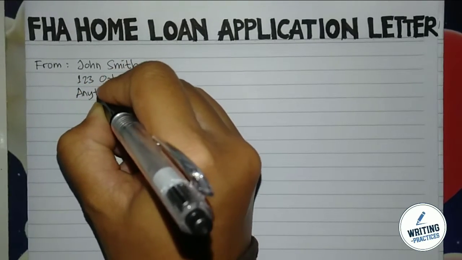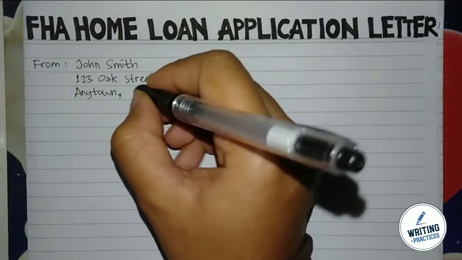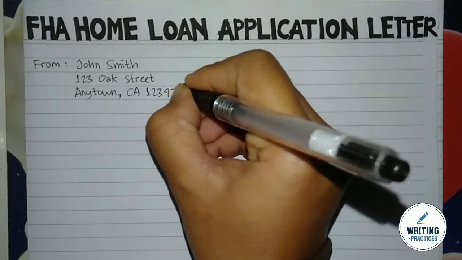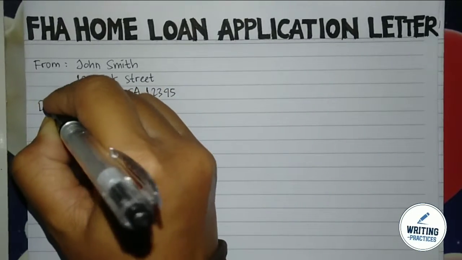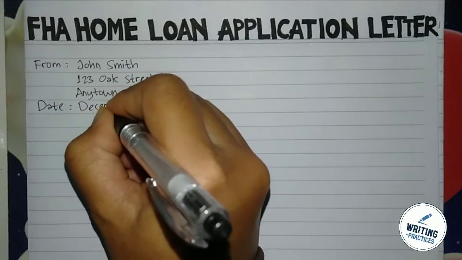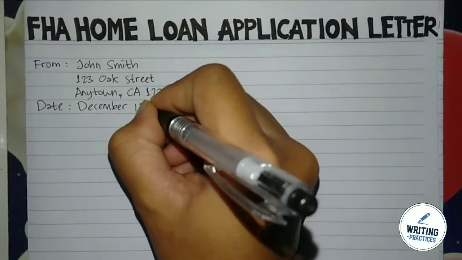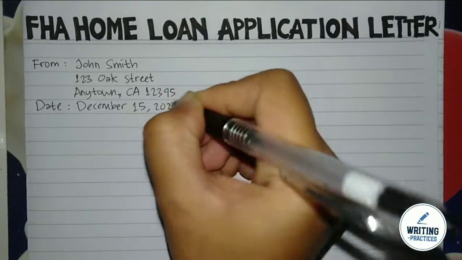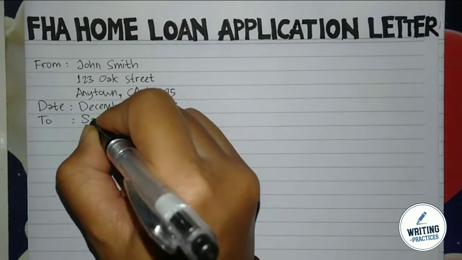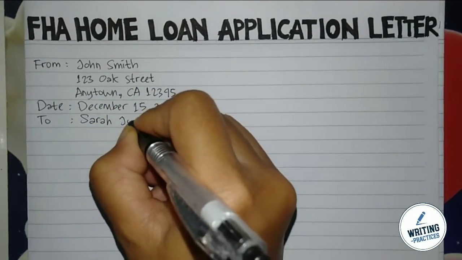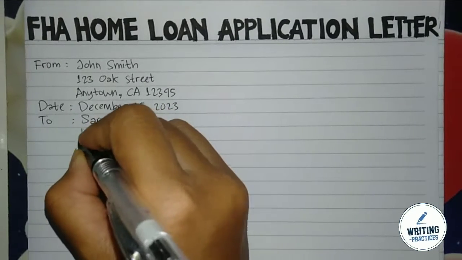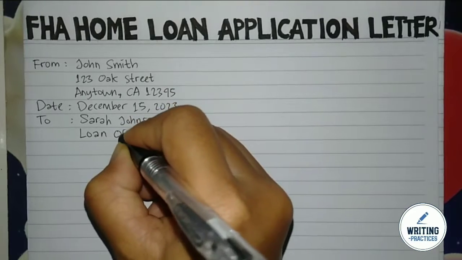This letter is typically a part of the mortgage application process and provides details about the applicant's financial situation, employment, income, and the property they intend to purchase. The letter serves to initiate the application process and may include information about the desired loan amount, the purpose of the loan, and any other relevant details needed to assess eligibility for an FHA loan. It's a critical step in obtaining government-backed mortgage financing for home purchases. Here, Writing Practices will show you how to write an FHA home loan application letter step by step.